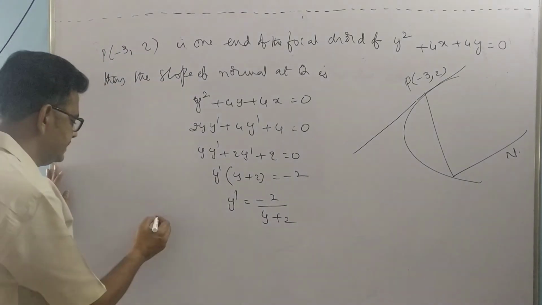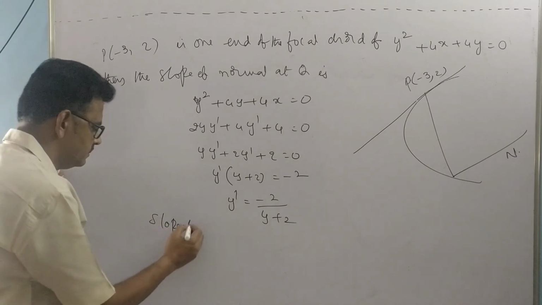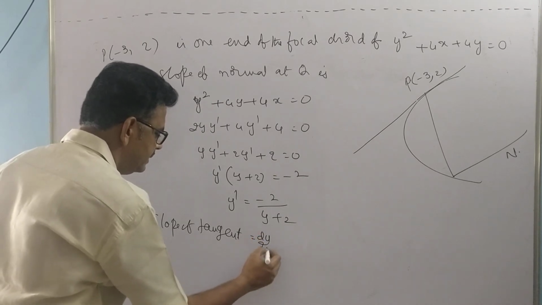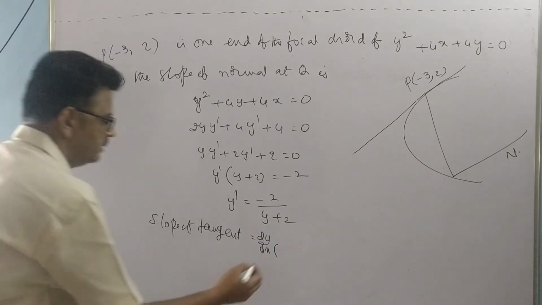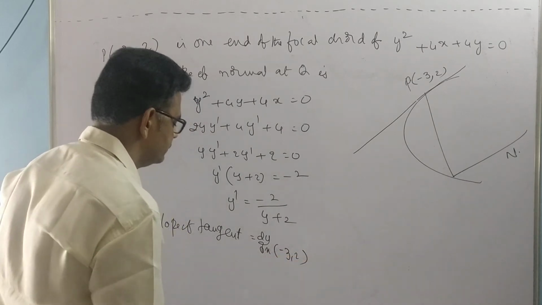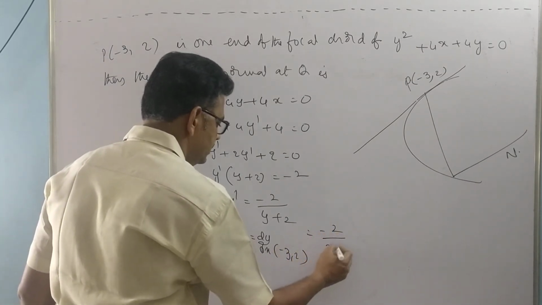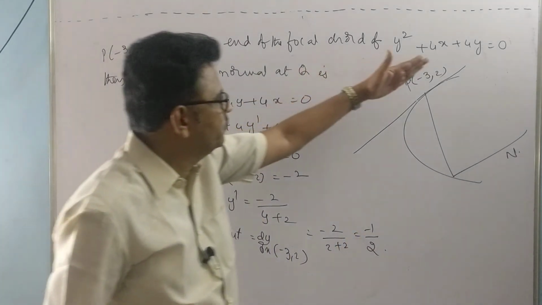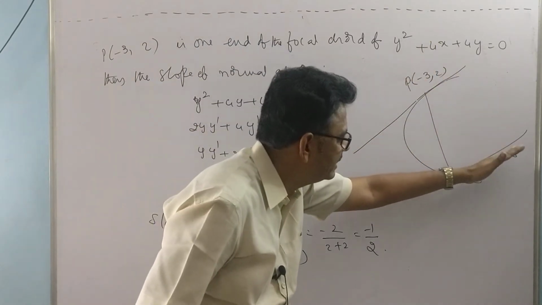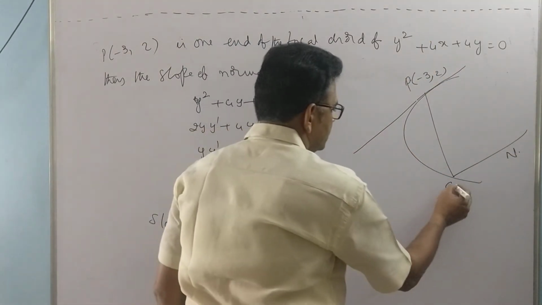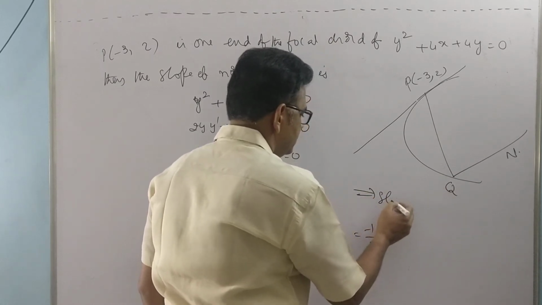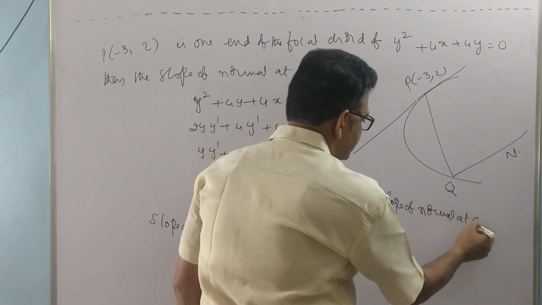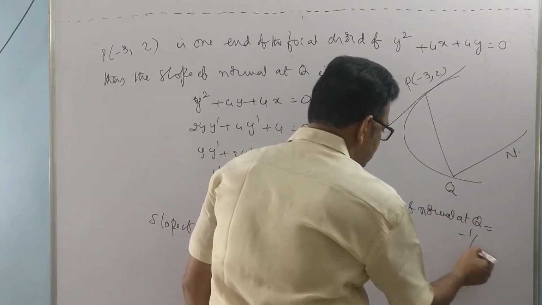Now the slope of tangent is dy/dx at the point (-3, 2). That is equal to -2/(2 + 2) = -1/2. Now, the slope of the tangent at one end is parallel to the normal at the other end. This implies the slope of the normal at the point Q is equal to -1/2.